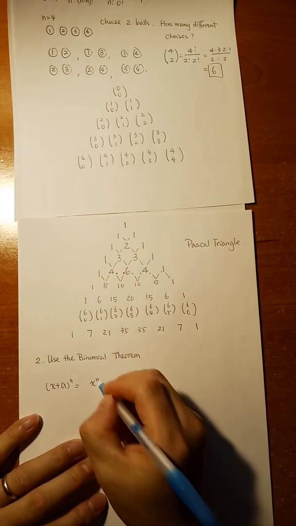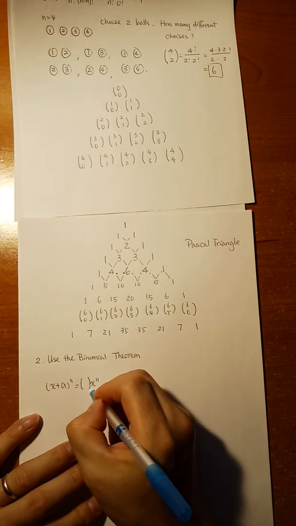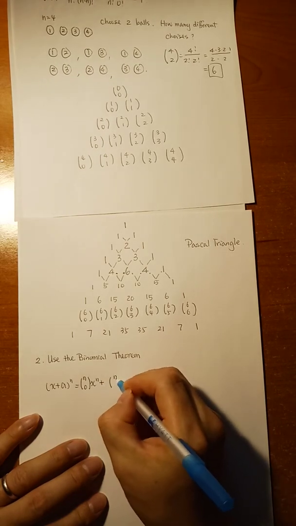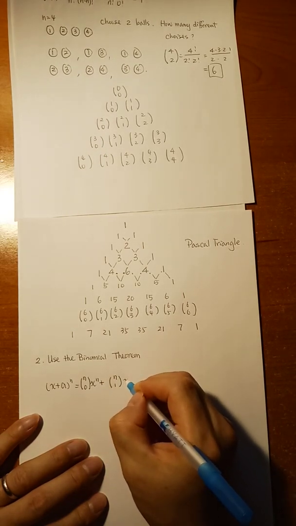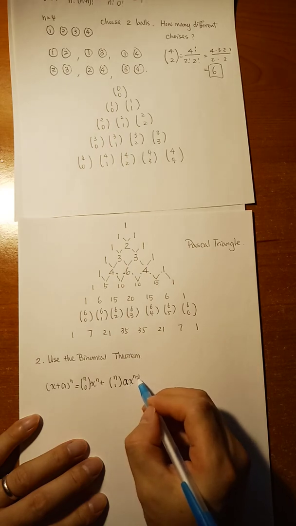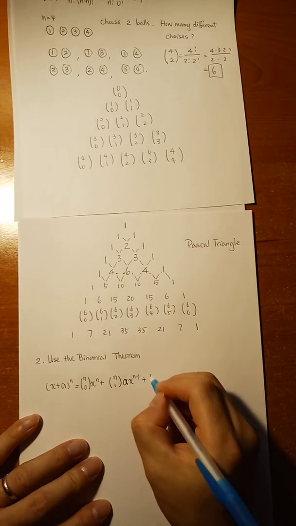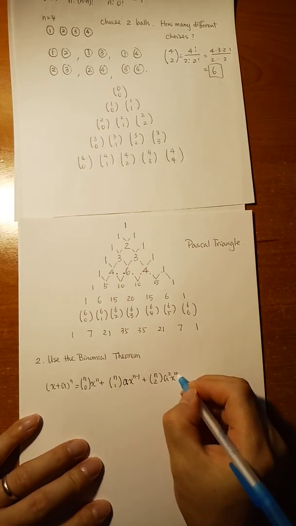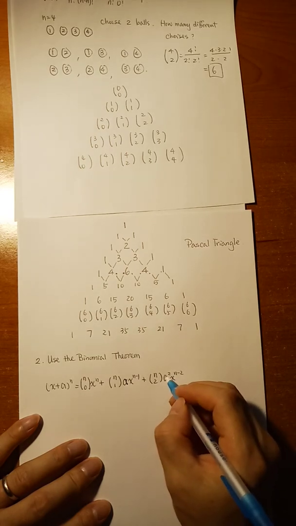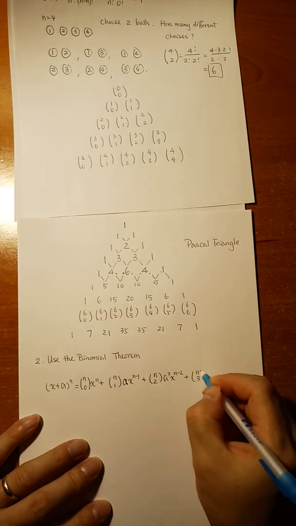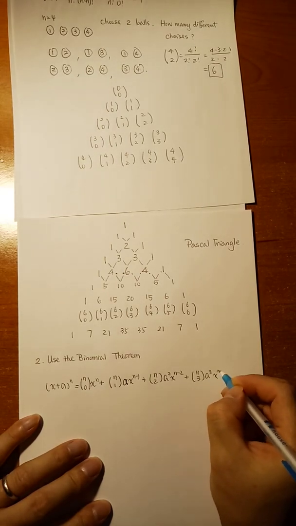The first term is x to n, and it has a coefficient n choose 0. And the second term is n choose 1 times a times x to n minus 1. This time you add a factor a, but you drop a factor of x. And then n choose 2, you continue to increase the factor a and drop the factor x. And n choose 3 is a cubed x to n minus 3.